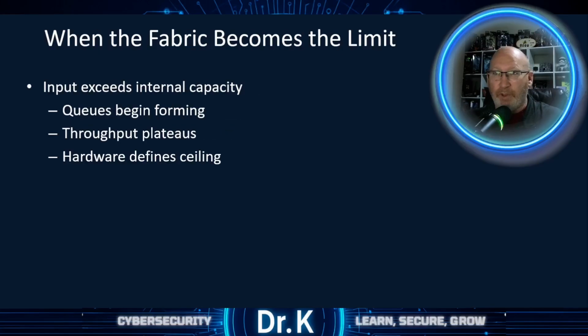At some point, the input rate can exceed what the switching fabric can actually handle. Packets arrive faster than they can be moved internally. The queues form, throughput flattens, you've reached the router's physical capabilities. No software patch is going to be able to fix it, and no firmware update is going to magically double the internal bandwidth. Now you're constrained by that hardware.